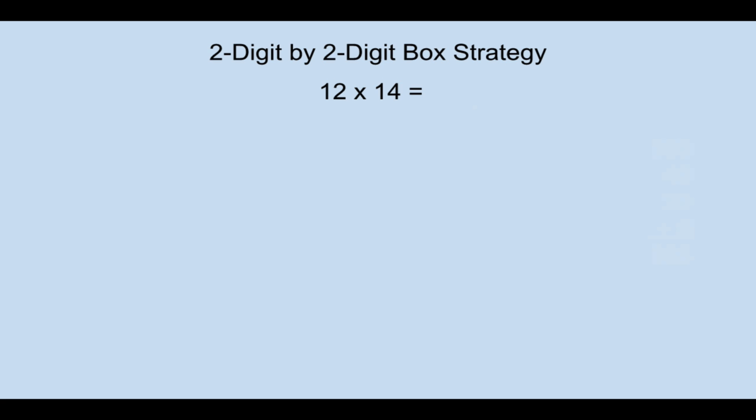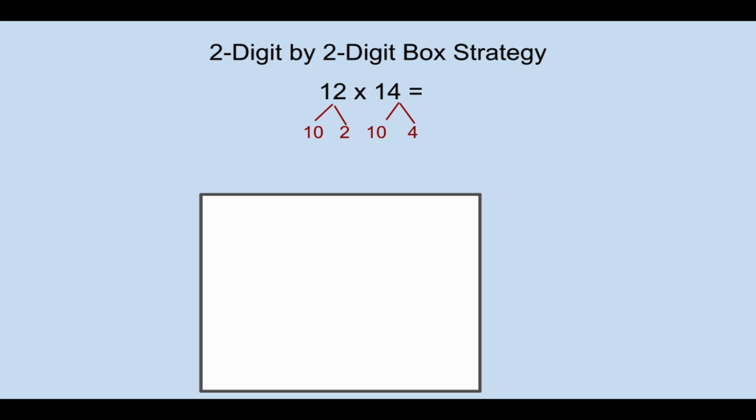Let's say I want to solve 12 times 14. I want to break up both of those numbers. So I'm going to break my 12 up into a 10 and 2, and I'm going to break my 14 up into a 10 and a 4. So now I'm going to draw the outline of my big array, because really what I'm doing is 12 times 14. So here is a 12 by 14 array, and I want you to imagine that there are 12 rows of boxes here with 14 boxes in each row.